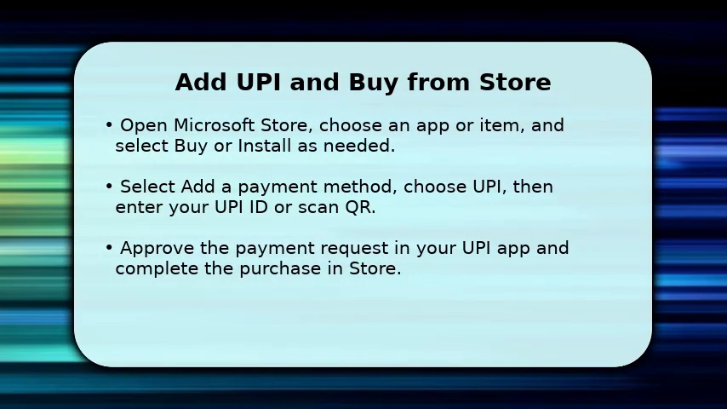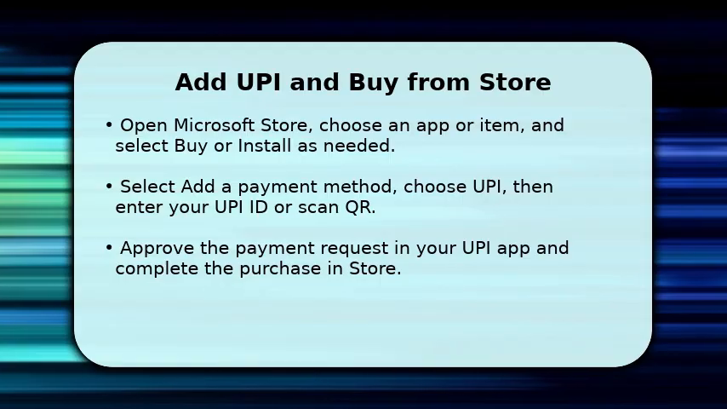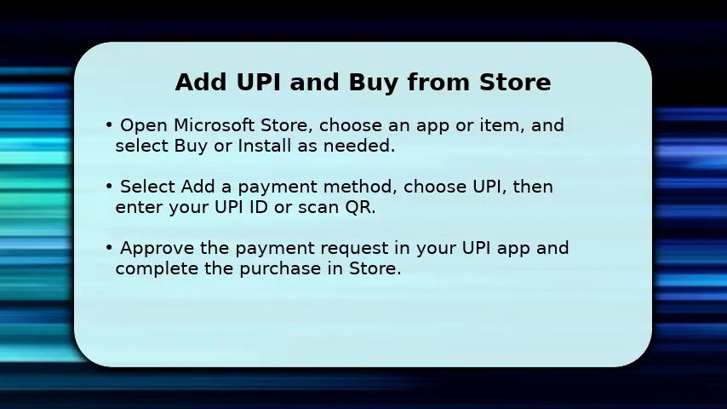Open the Microsoft Store on your PC and locate the app or purchase. Click Buy or Install for the paid item and proceed to checkout. Choose Add a Payment Method and then select the UPI option from the list. Enter your UPI ID precisely or perform a QR code scan if prompted by the store.